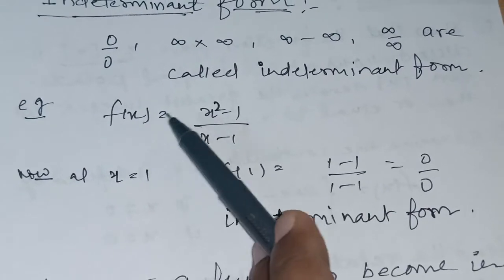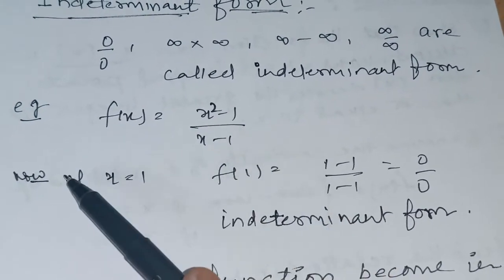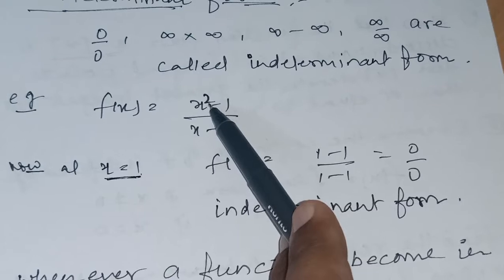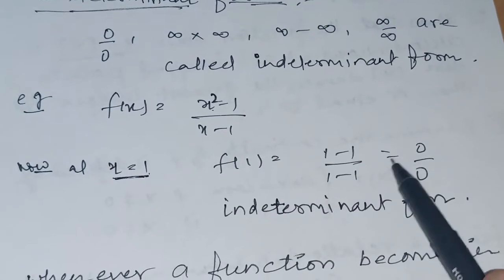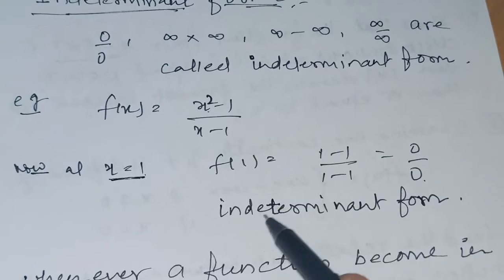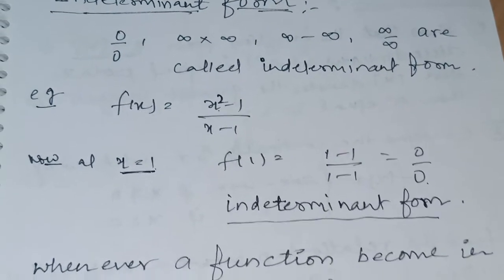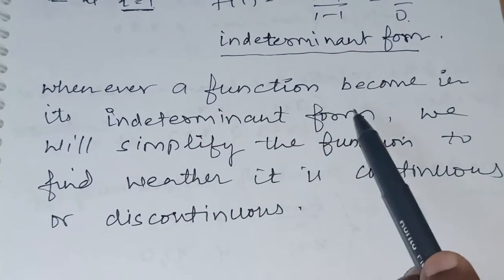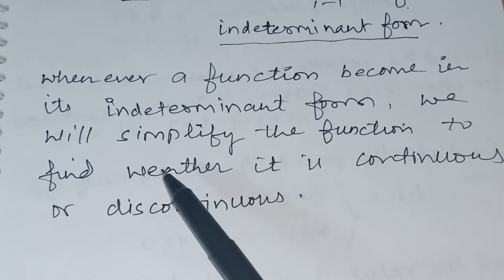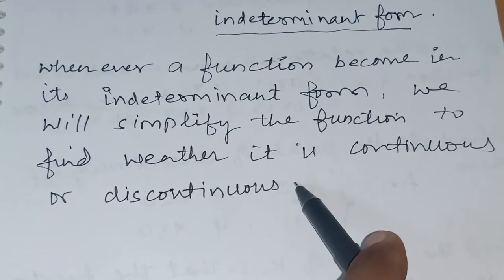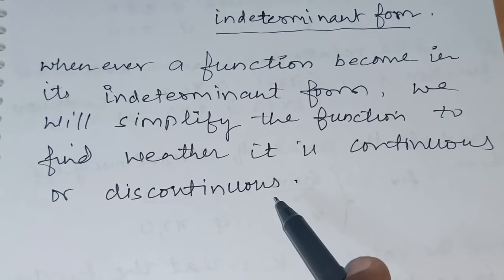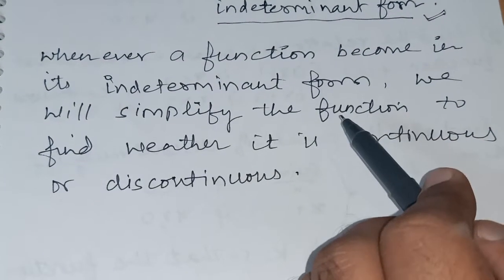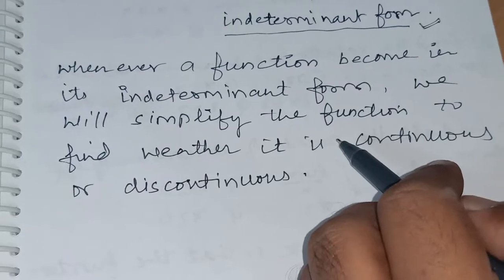Like for example, we have a function x square minus 1 over x minus 1. Now at x equal to 1, you want to check whether the function is continuous or discontinuous. So when you apply x equal to 1, it gives you 1 minus 1, that is 0 by 0. So this kind of form is known as indeterminate form. As I already told, whenever a function becomes an indeterminate form, we will simplify the function to find whether it is continuous or discontinuous. In some examples in the questions, we will discuss how to simplify a question which is an indeterminate form to find whether it's continuous or discontinuous.